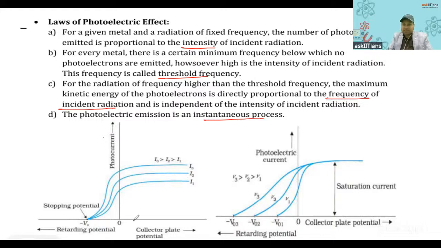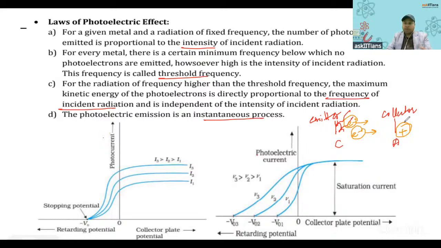So you need to understand these diagrams. This is the collector plate potential. In the diagrams, we have two types of plates: one is called cathode, one is anode. This is known as collector, and this is known as emitter. Here the incident radiation comes, so electrons get emitted. Electrons start to move towards the collector plate. The collector plate is generally kept at a positive potential with respect to the cathode, so electrons get attracted towards it, and thereby photocurrent gets formed.